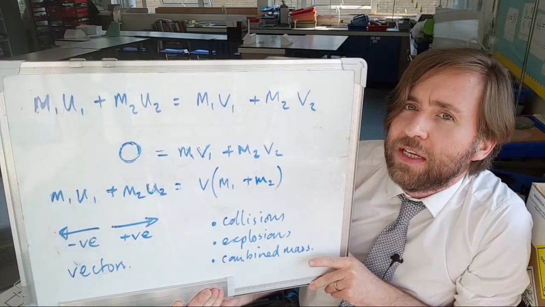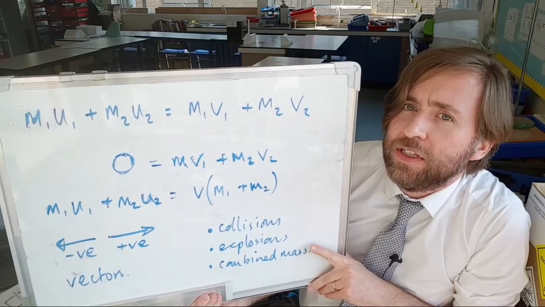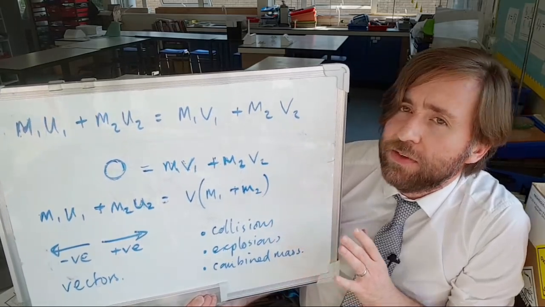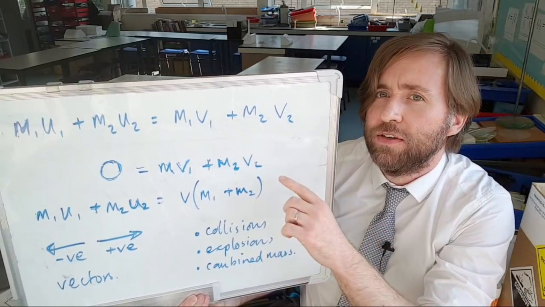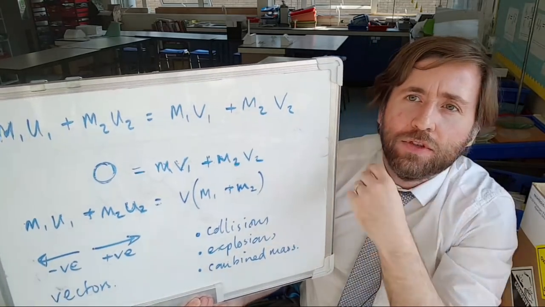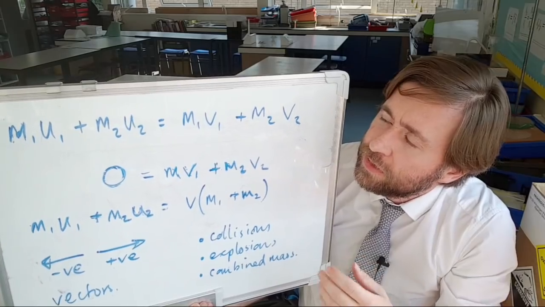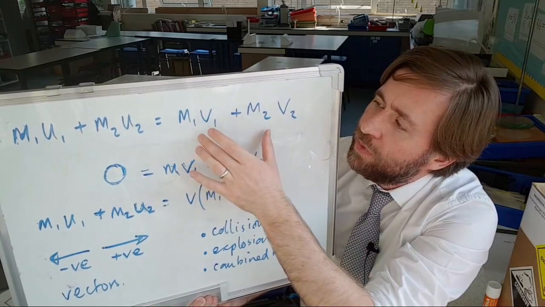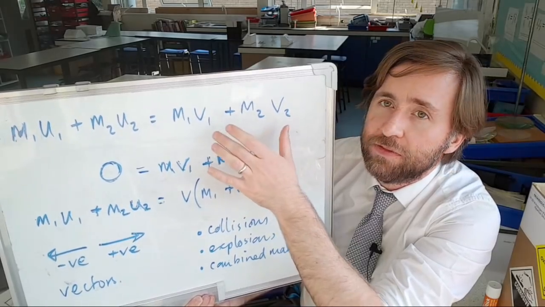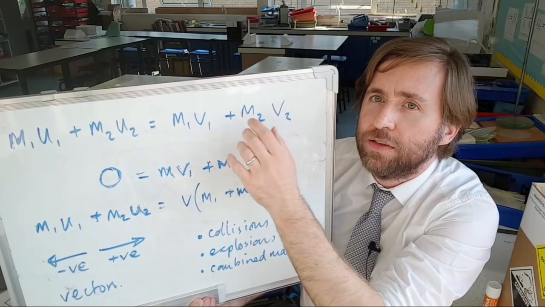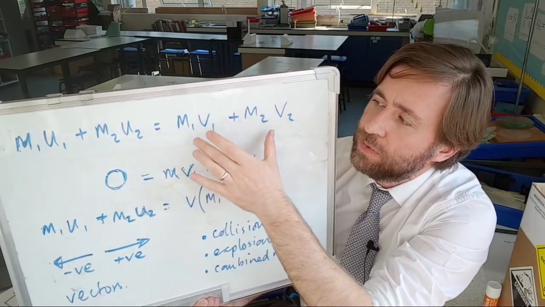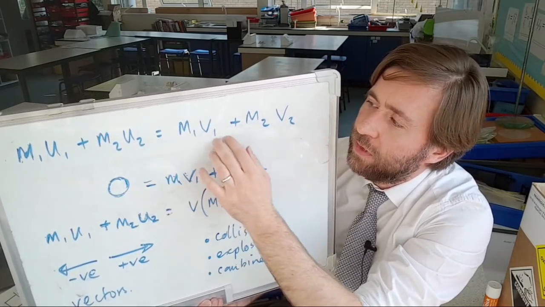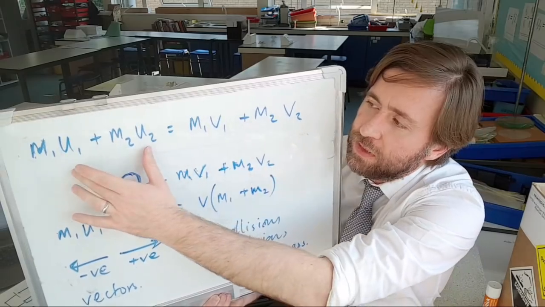We're talking about collisions here. The top line is for collisions where they don't stick together afterwards. But if you know this one, you can infer the other ones. So m1u1 plus m2u2, that's the initial momentum. Now, m1v1 plus m2v2 is the final momenta. So the sum of the initial momentum is equal to the sum of the final momentum. The only difference between this side is that these are final velocities and these are initial velocities.